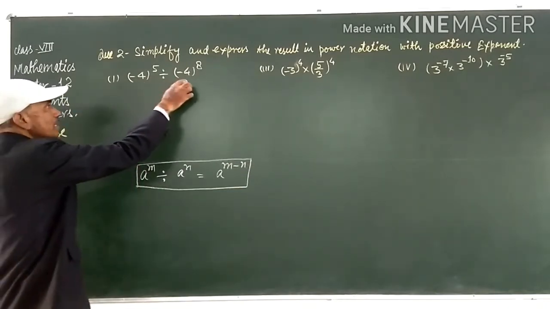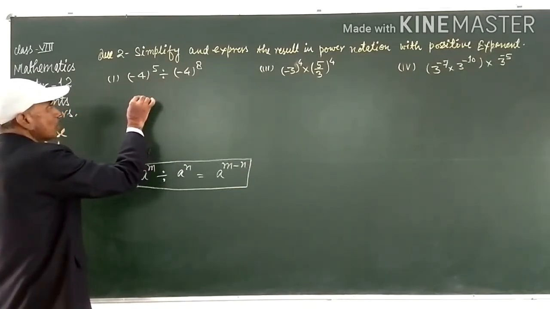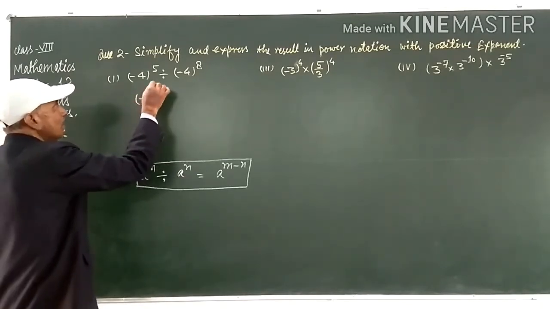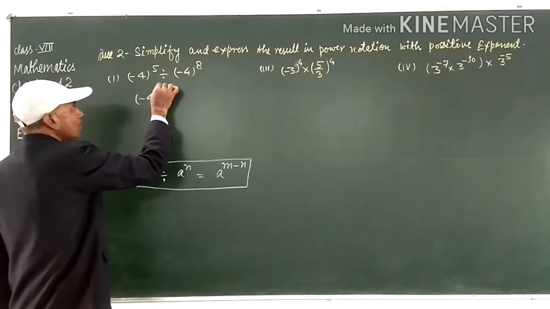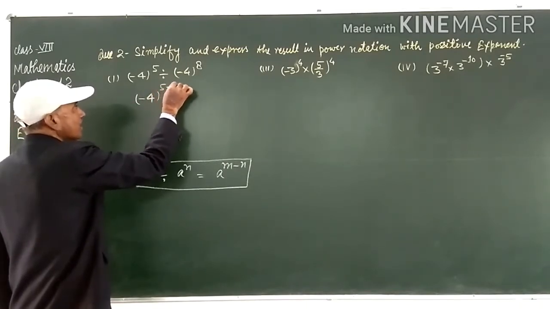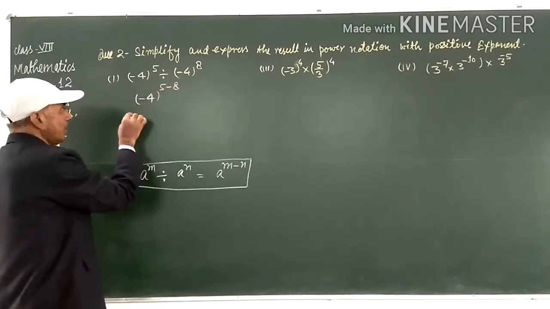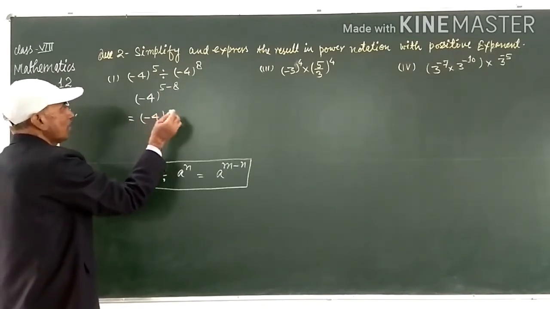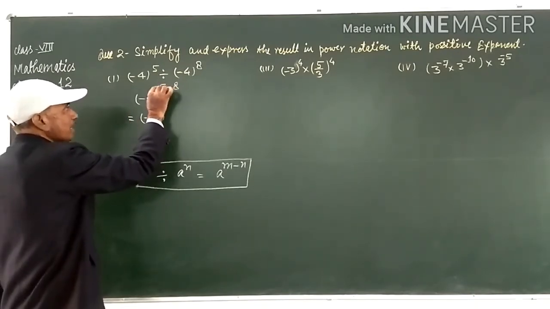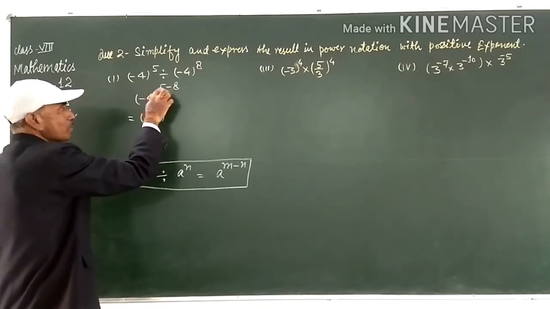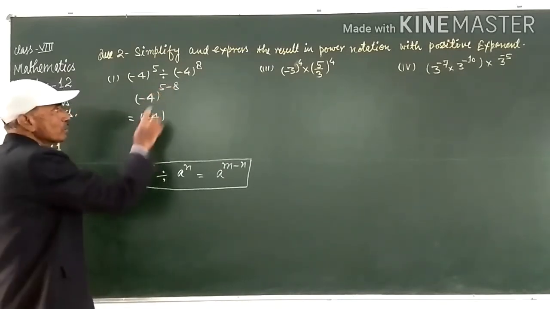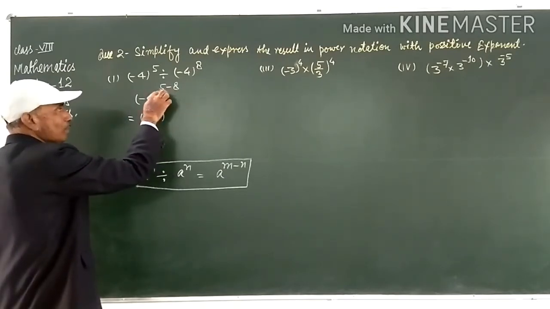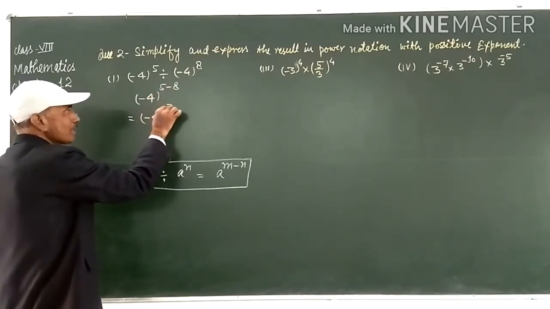So the base is equal, so we have to write -4 to the power 5 minus 8, and it will be -4 to the power 5 minus 8. Students, one is positive and the second is negative, so it will be subtracted, and -8 plus 5 will be -3.